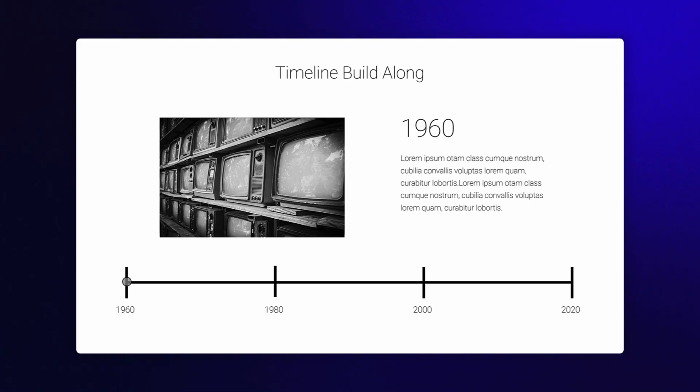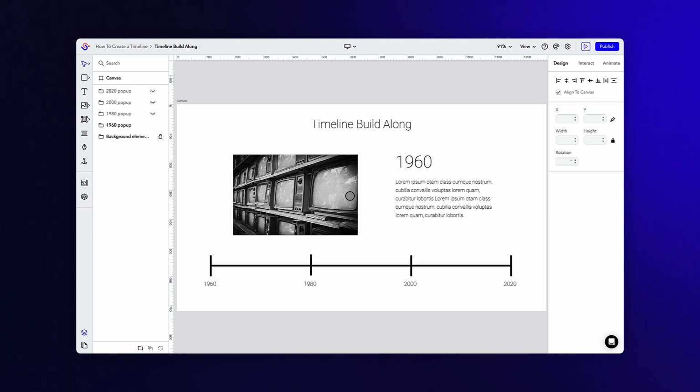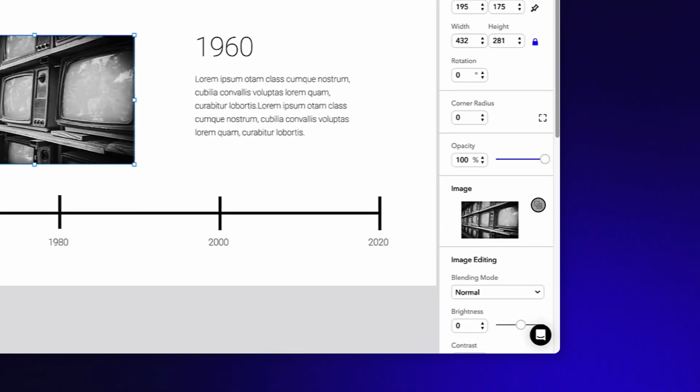This is a great way to show a large amount of information in a much more digestible format. To follow along with this lesson, import the build-along experience into your Ceros account. As you can see in this build-along experience, we've already added the base for the timeline. We have 4 points on our timeline labeled in years as 1960, 1980, 2000, and 2020. And we've created 4 pop-up folders consisting of text and an image for each year. In this build-along experience, we're using images of televisions for each year, but you can easily swap your own images for these placeholders using the Replace Image tool.